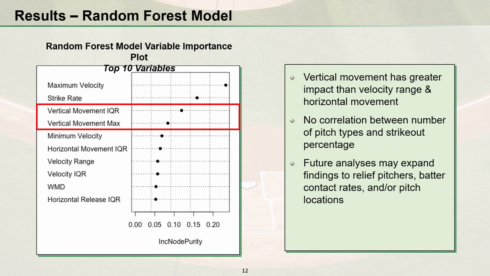So the size of the vertical movement interquartile range, the IQR, and maximum vertical movement are more important predictors of strikeout percentage than the ability to change speeds and horizontal movement. Somewhat surprising. And moreover, there was no correlation between the number of different pitch clusters or pitch types and a pitcher's strikeout rate. What matters more was maximum velocity, strike rate, and vertical movement of the pitches.